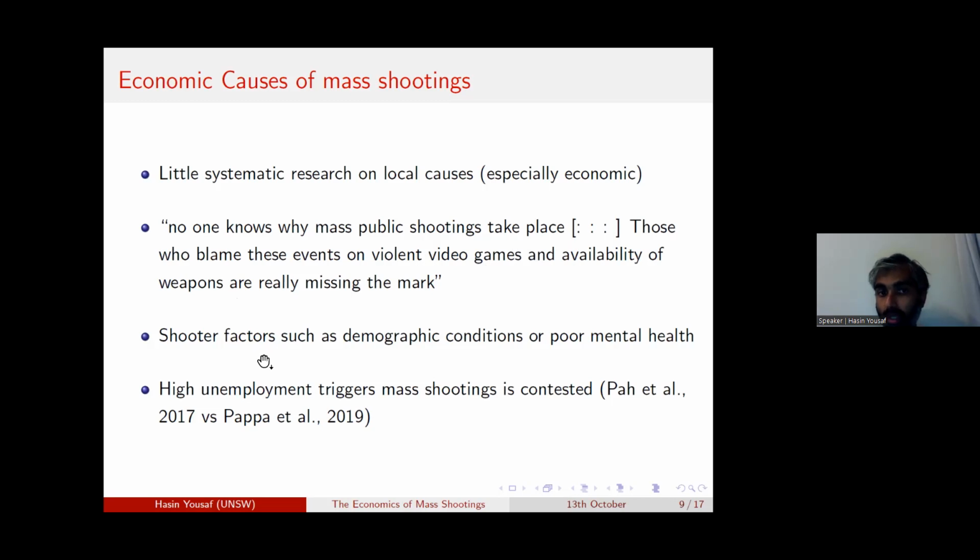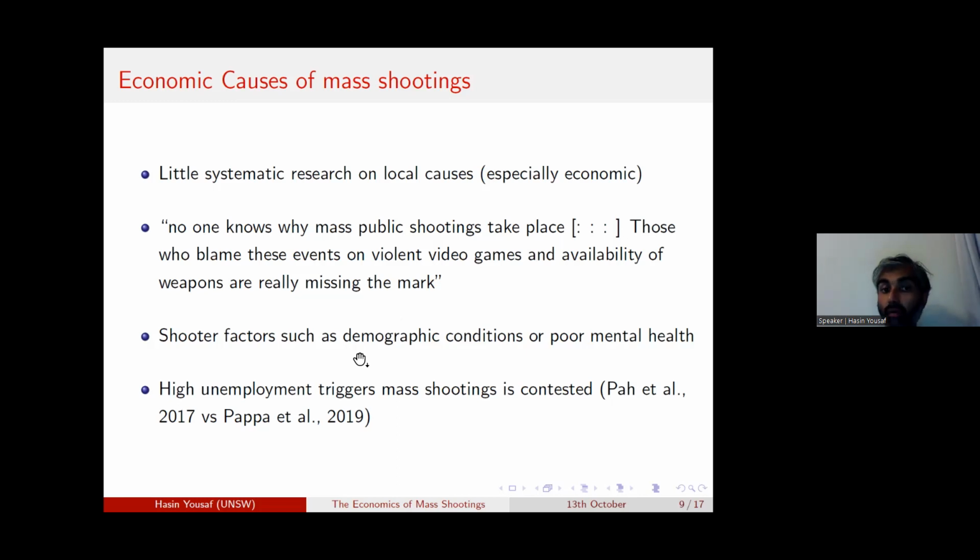Similarly, the criminology literature tries to focus on factors such as demographic conditions or poor mental health in trying to portray what are the causes of mass shooting. Here, in terms of demographic conditions, there are certain genders and certain age groups that are more likely to commit mass shooting. Similarly, individuals who commit mass shooting are more likely to suffer from poor mental health compared to the others.